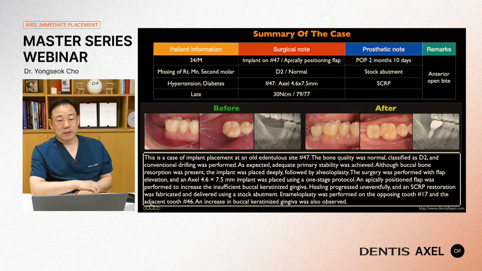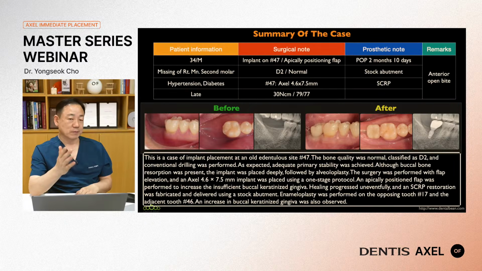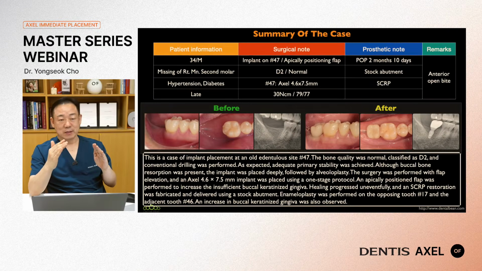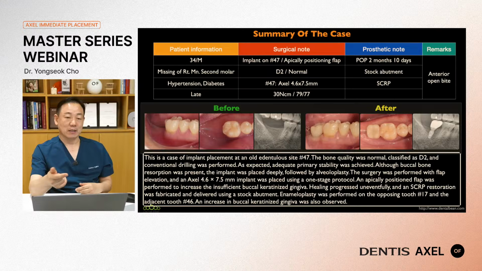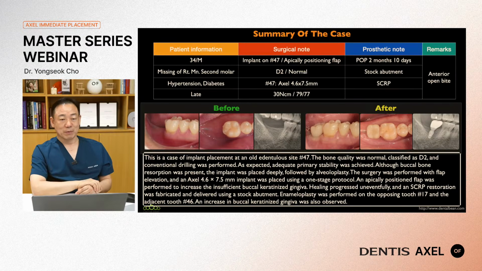So, when it's such a missing site, number 7 requires alveoloplasty in many cases because the coronal portion of the buccal bone is lost. But a simple solution is just to do alveoloplasty and place a short implant deeply. And if necessary, we do an apically positioned suture to increase soft tissue volume at the buccal side.